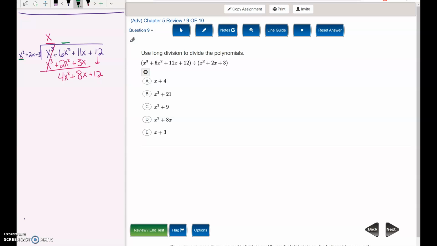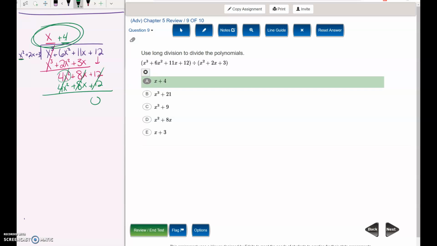x squared times what is 4x squared? That would be a 4. 4 times x squared is 4x squared. 4 times 2x is 8x. 4 times 3 is 12. Notice these are all the same, so when we subtract, they all cancel, and we have no remainder. Your answer is x plus 4.